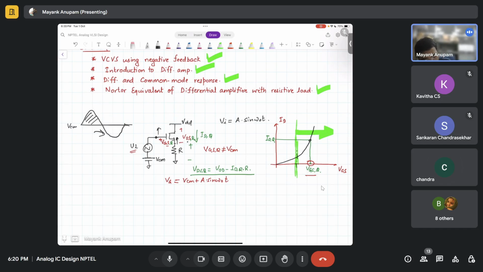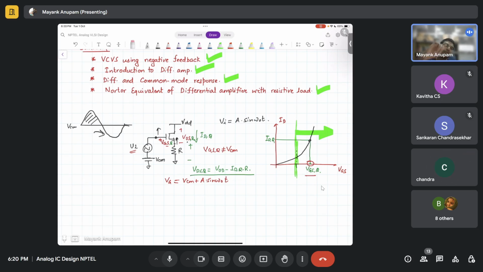If you closely look, this is a common drain configuration, right? In common drain configuration, the gate to source voltage remains almost the same. It doesn't reduce a lot, because the gain is almost equal to 1, slightly less than 1, but it doesn't matter much. But drain to source voltage will decrease. Gate to source voltage will also decrease, but not as much as drain to source voltage. So there might be a possibility of this going out of saturation into linear region, right?